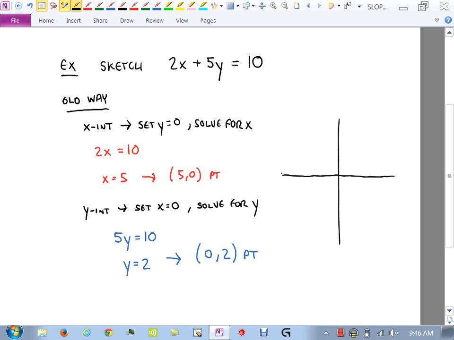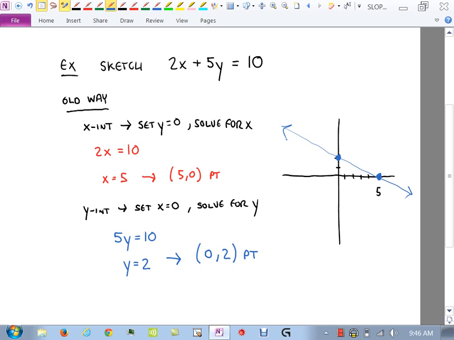Right 5, right? And don't go up and down. So 1, 2, 3, 4, 5. I'll put a blue dot there. And then my y-intercept is 0, 2, so that just means up 2 on the y-axis. Put a dot there. And I draw a line through them. So that's what we've done before, right?